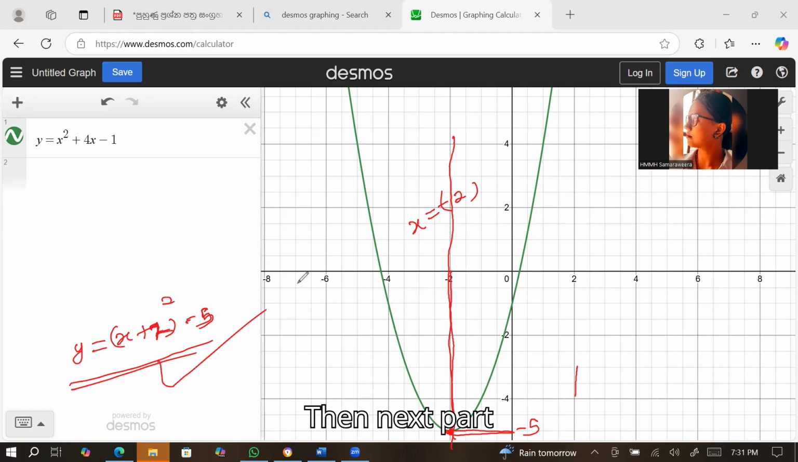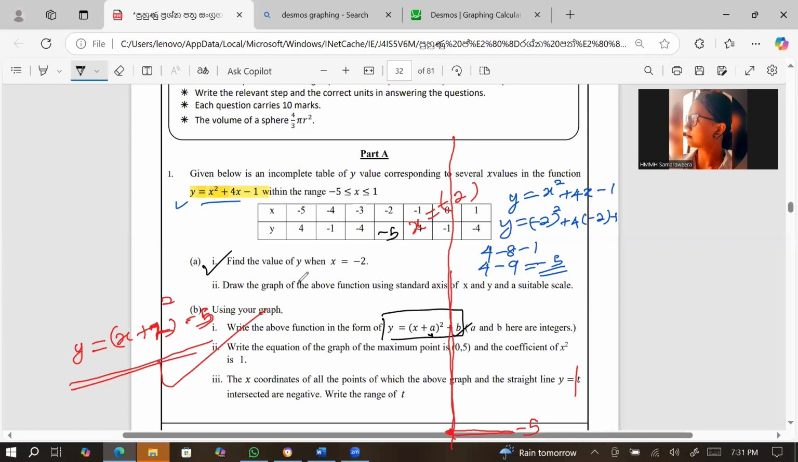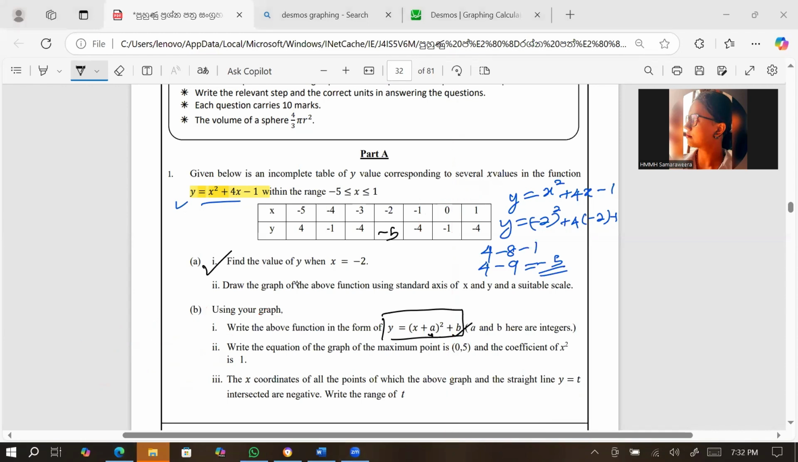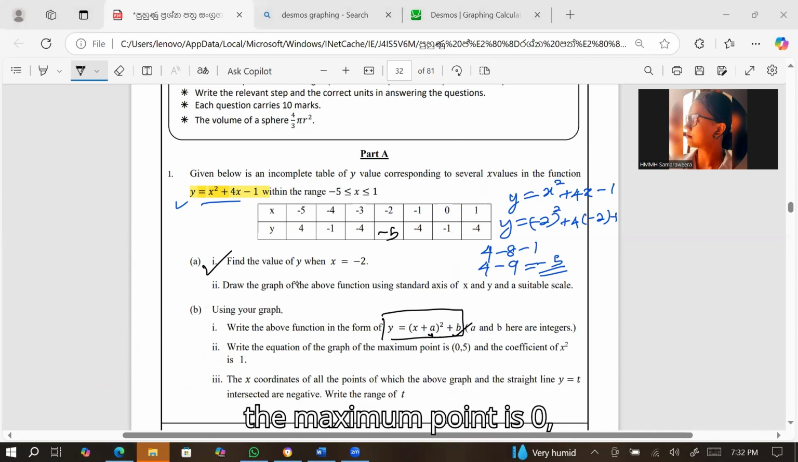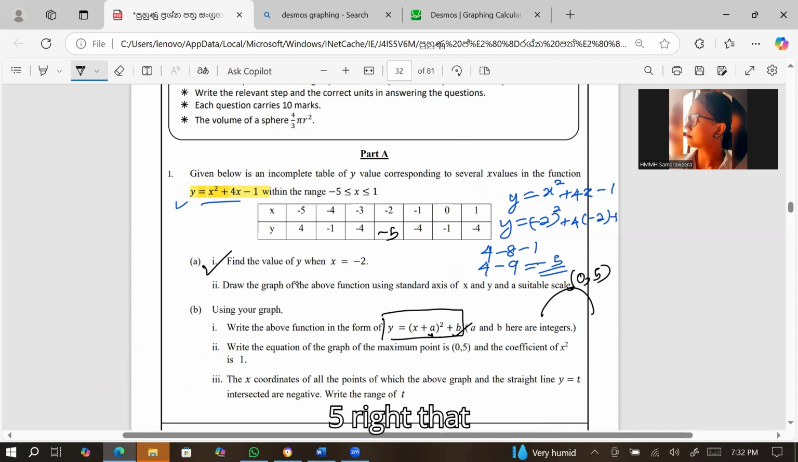Then next part. Write the equation of the graph whose maximum point is 0,5. There's a maximum point. Maximum point is 0,5. Right? That means axis of symmetry is x equals 0.